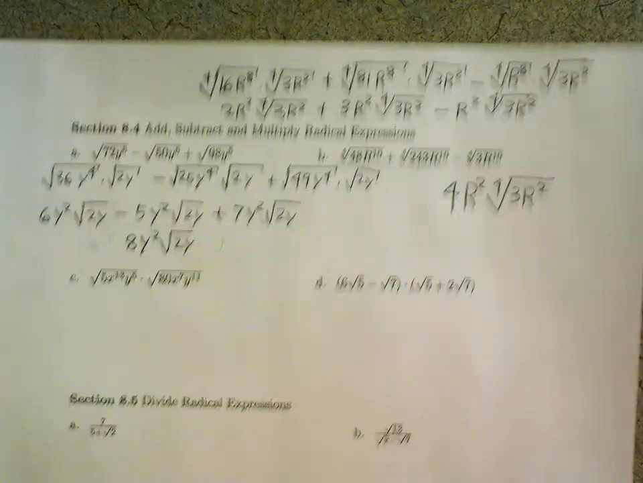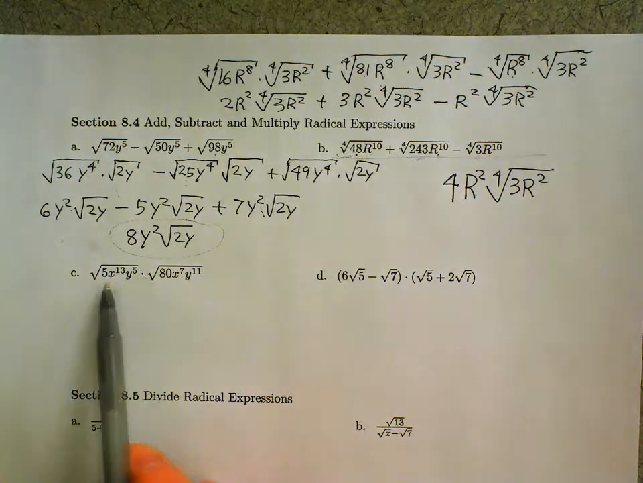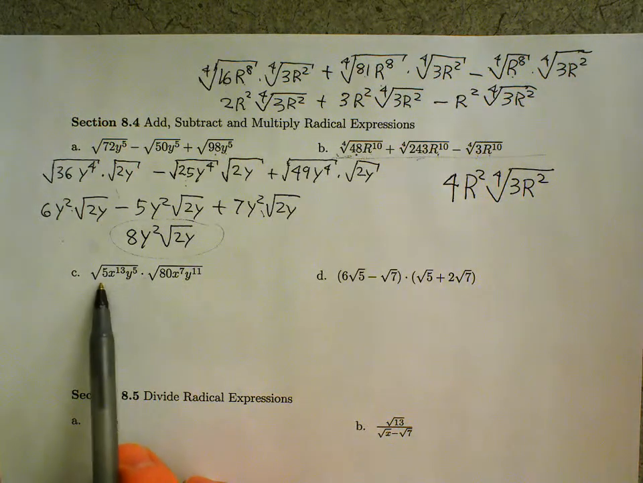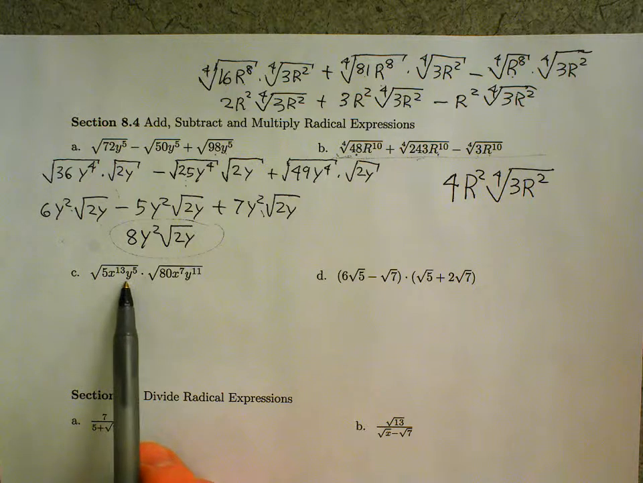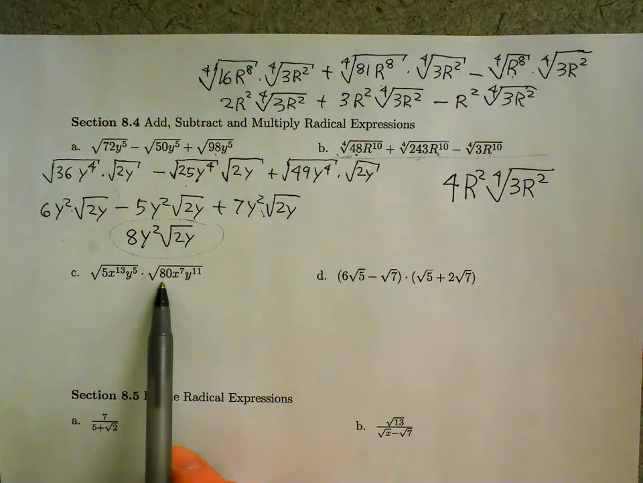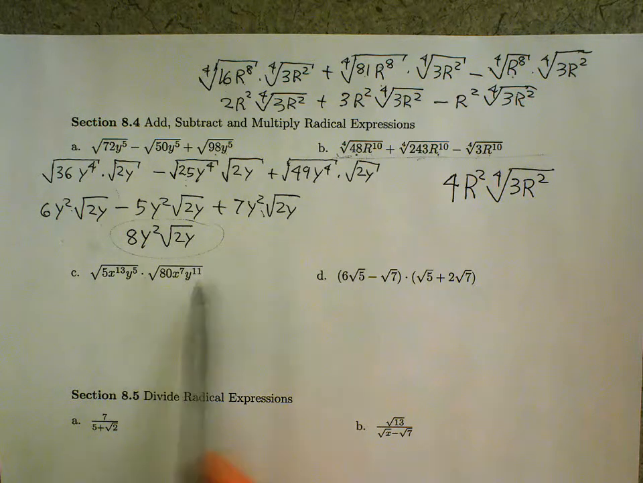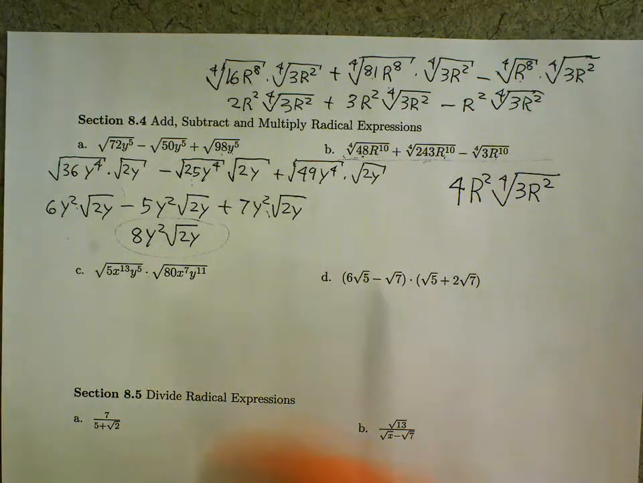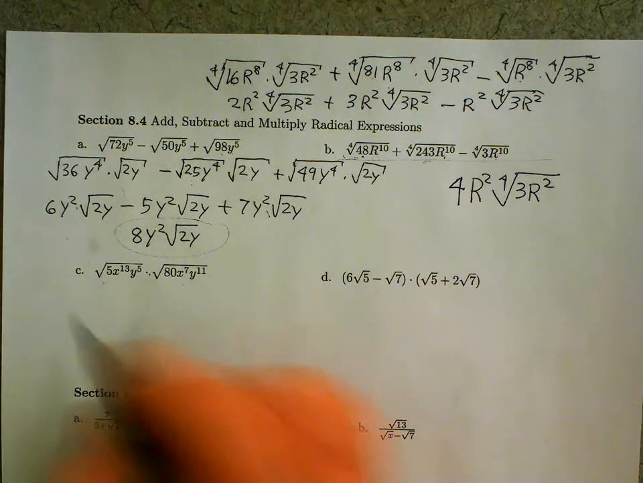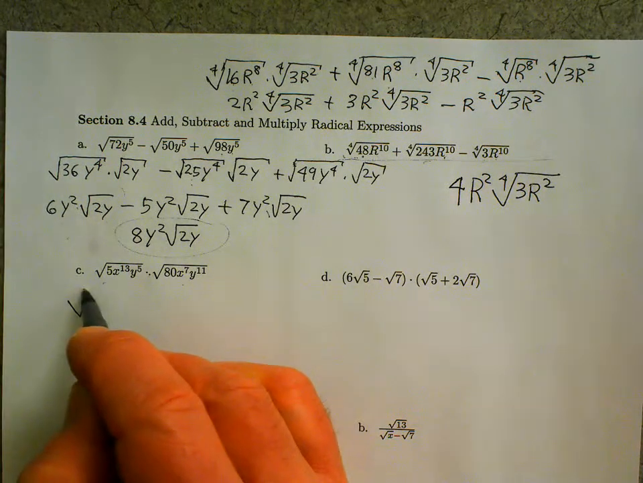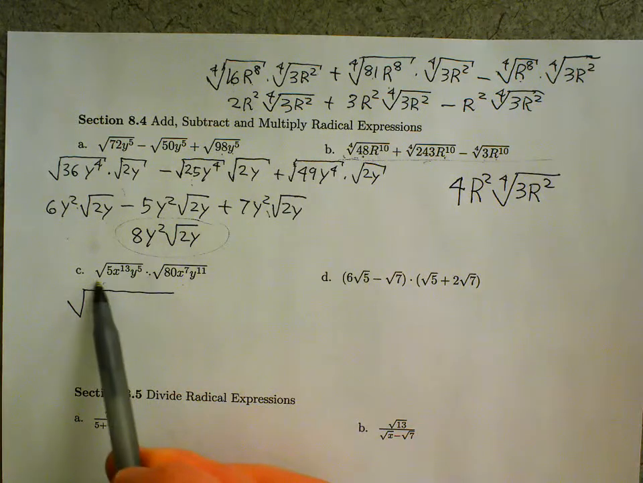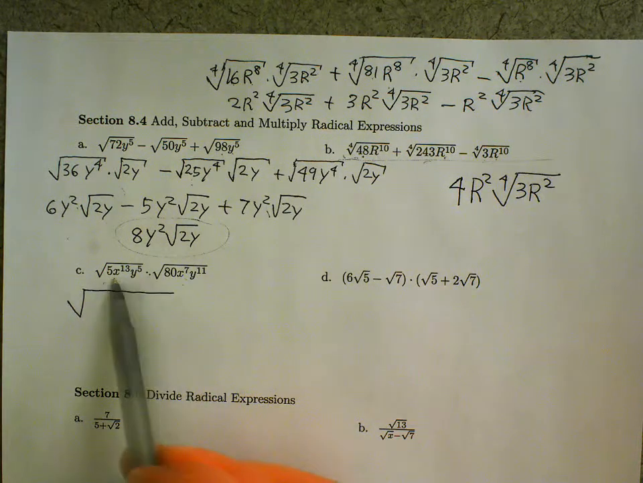Okay, the next one, we're multiplying 2 square roots. The square root of 5x to the 13th, y to the 5th, times the square root of 80x to the 7th, y to the 11th. So my advice, since we're multiplying 2 square roots, is just to write it as 1 square root by multiplying the radicands.